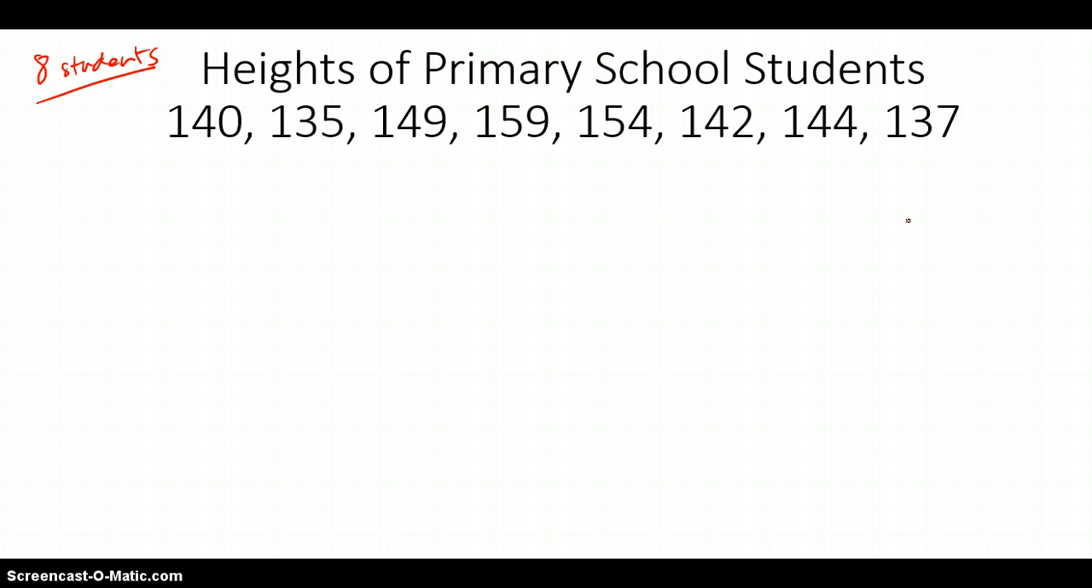Now we're asked to construct a box plot from this. Same thing, to construct it we need the 5 figure summary. So what is the 5 figure summary again? Min, Q1, median, Q3, and the maximum.